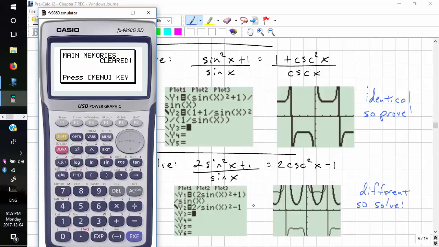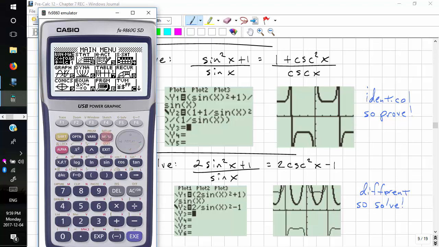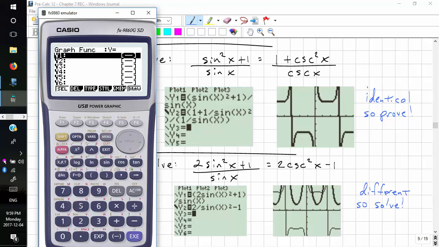This is PreCalculus 12, Chapter 7.3. We're going to do the extra section using the Casio calculator. So we're going to go to Menu 5 to Graph. We need to enter this in brackets because it's more than one term.